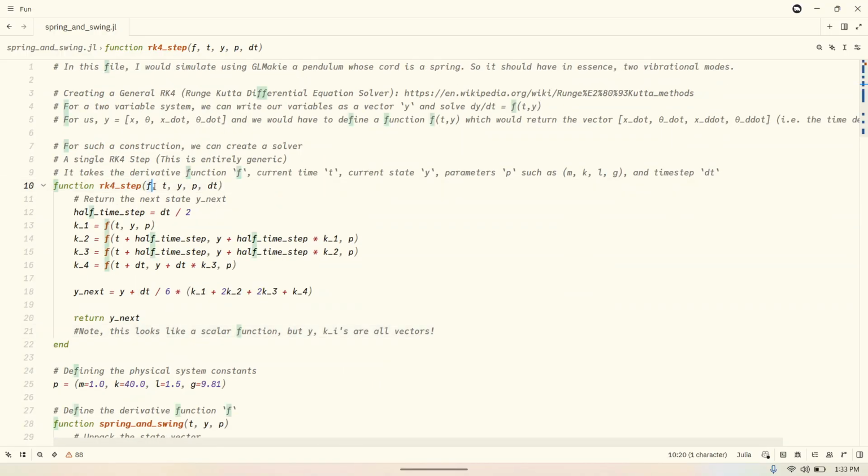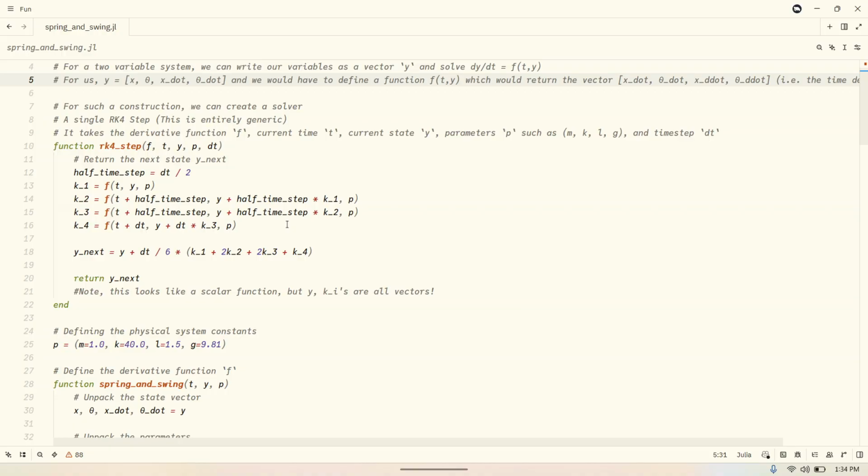So essentially, you take your function f, which transforms your vector y. Now y is x, theta, x dot, theta dot. So essentially you linearize your variables in a vector, and you want to solve the differential equation y dash equals f of t comma y. Y dash will be x dot, theta dot, x double dot, theta double dot, which is just the time derivative of each of the components of y.